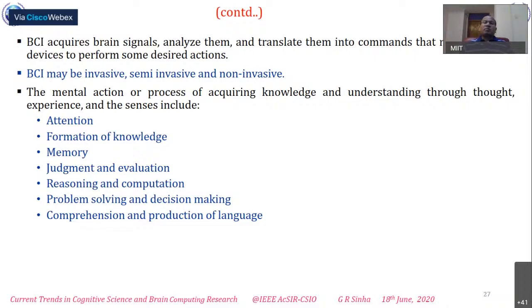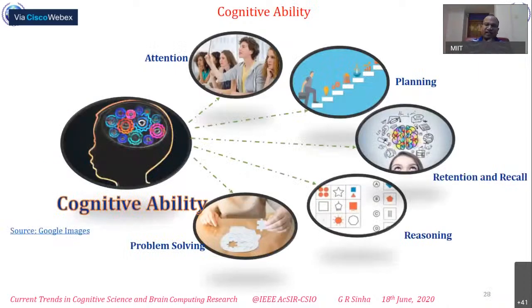Cognition is the mental action or process of acquiring knowledge and understanding through thought, experience and senses. The mental actions and processes involved in BCI mainly include attention, formation of knowledge, memory, judgment and evaluation, reasoning and computation, problem solving, decision making, comprehension, production of knowledge, and so on. So let's move to this slide. This slide gives a better idea in pictorial form.